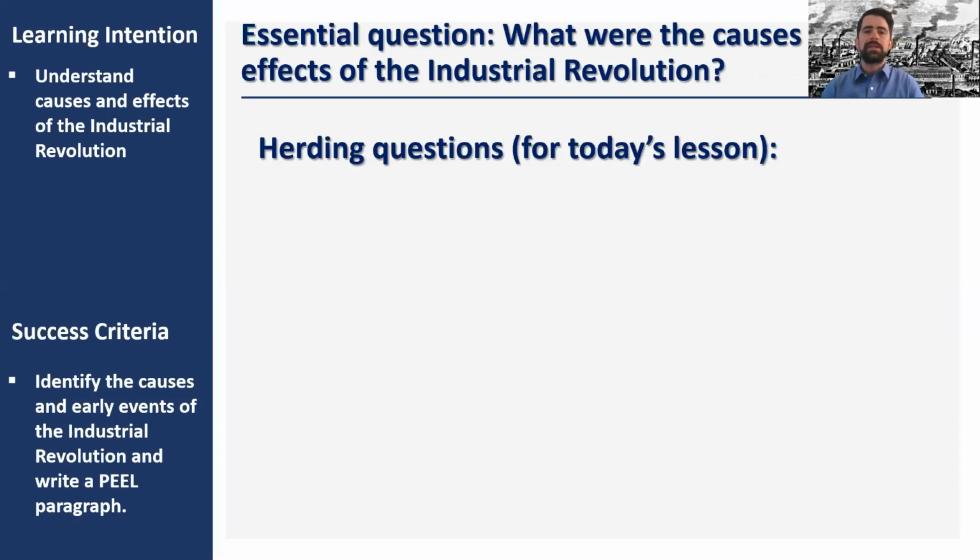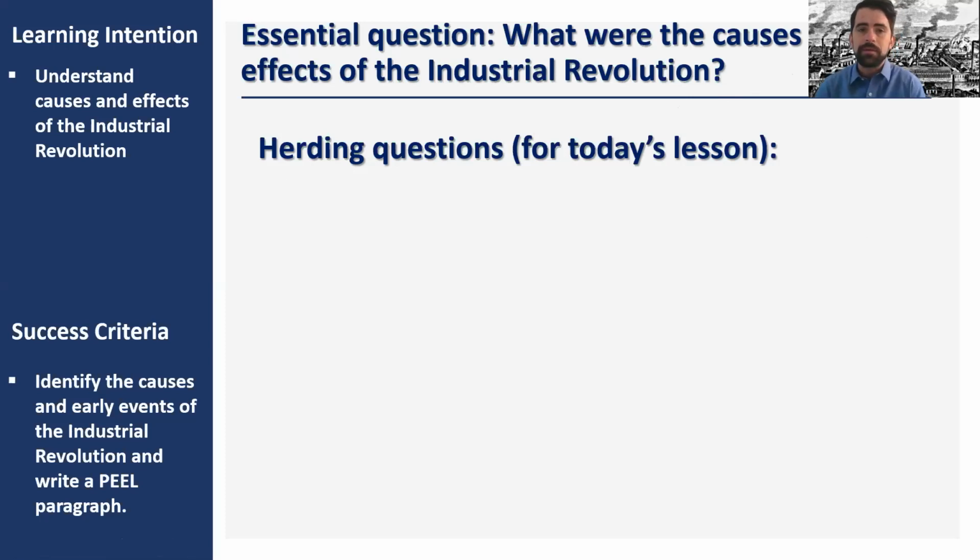At the top of the screen, we see our essential question for this part of the reading, which is part 1: what were the causes and effects of the Industrial Revolution? For today's lesson, we're going to have 3 sub-questions, which we're going to call herding questions, meaning they're going to help us answer that large question.